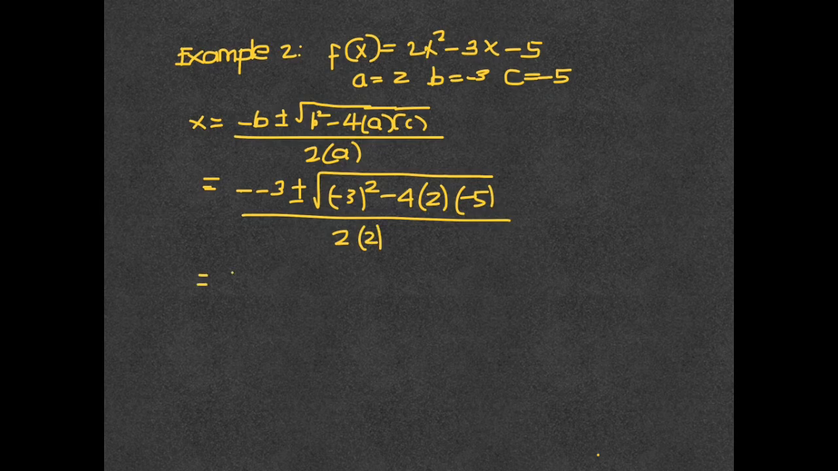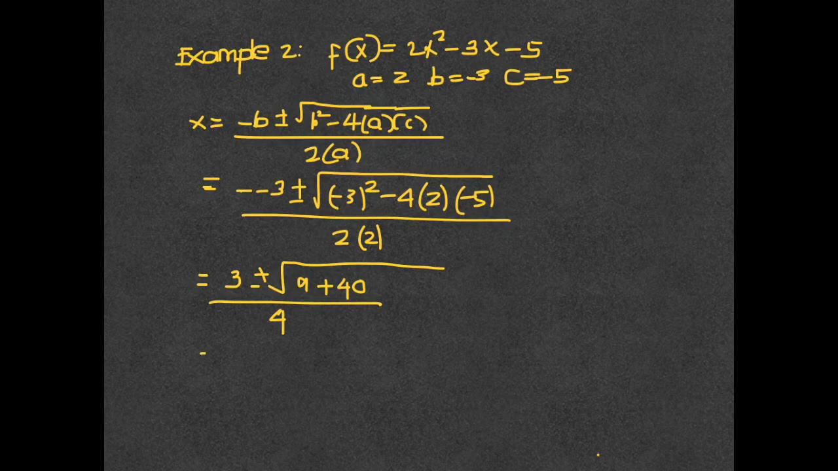We have the negative of negative 3, which is positive 3, plus or minus the square root of negative 3 times negative 3, which is positive 9. Negative 4 times 2 is negative 8, and then negative 8 times negative 5 is positive 40, all over 4. Now we can simplify this further into 3 plus or minus the square root of 49 over 4. And the square root of 49 is 7, so this is equal to 3 plus or minus 7 over 4.